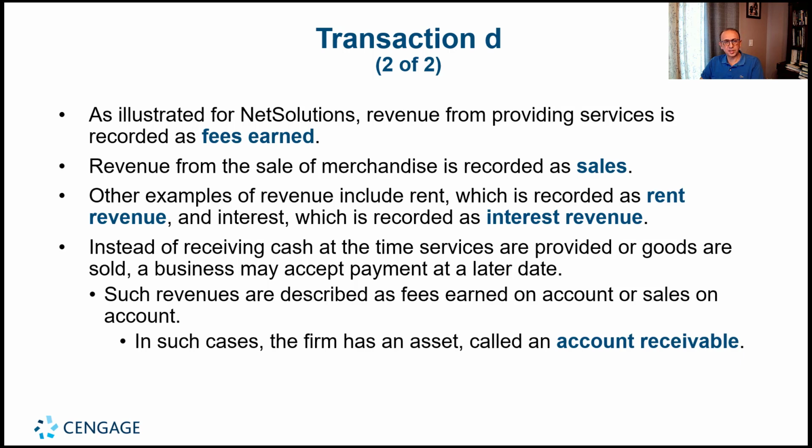So instead of receiving cash at the time services are provided or goods are sold, a business may accept payment at a later date. In this case, we still record the revenue or the fees earned, but instead of having cash increase, we are going to use accounts receivable, which is similar to accounts payable. Such revenues are described as fees earned on account or sales on account. In such cases, the firm has an asset called accounts receivable.